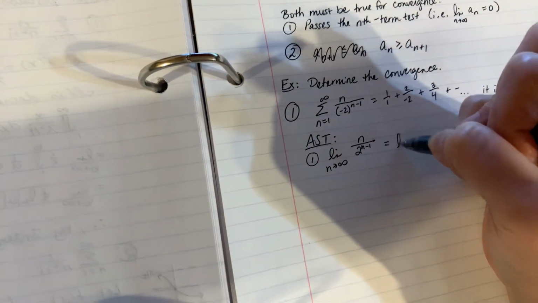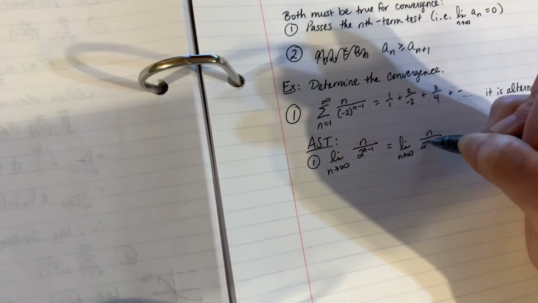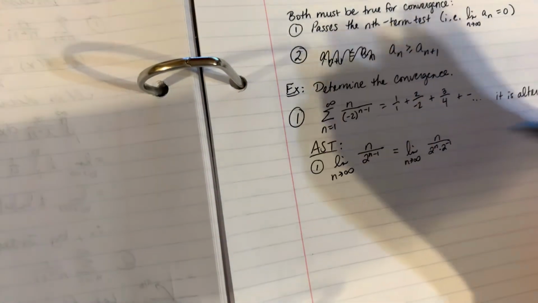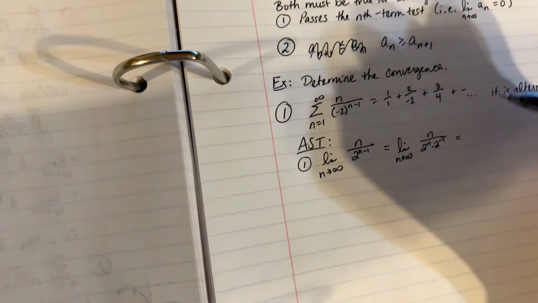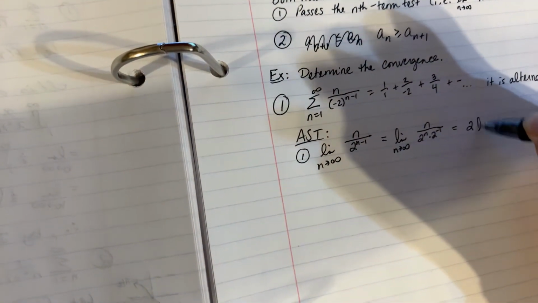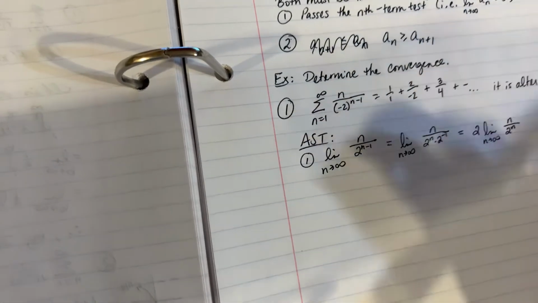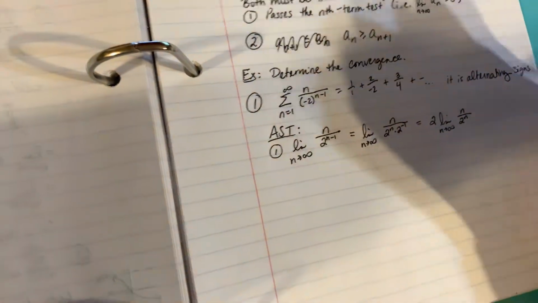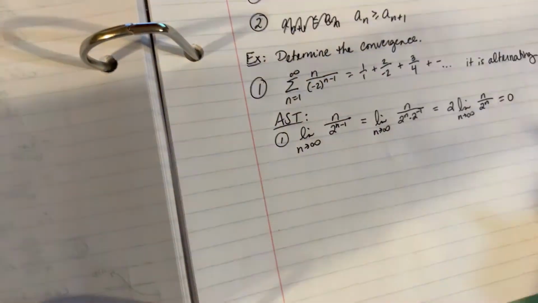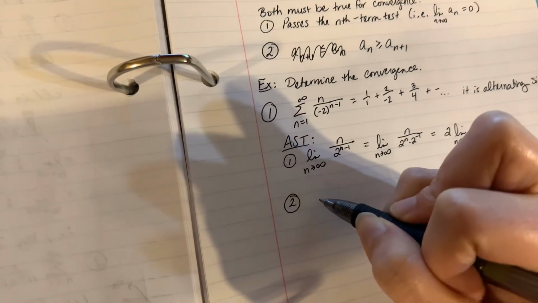But if you want to do a little bit of fancy footwork, then this is n over 2^n times 2^(-1). That 2^(-1) would just bring that 2 up top. So that would be 2 times the limit as n goes to infinity of n over 2^n, in case you really wanted. And now exponential is obviously way faster than linear, so it's definitely equal to 0.